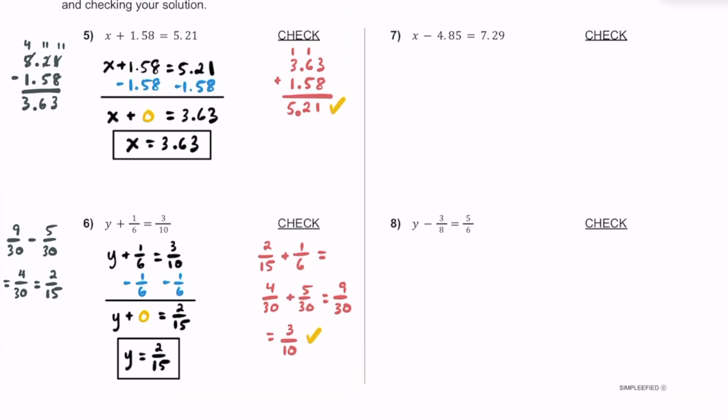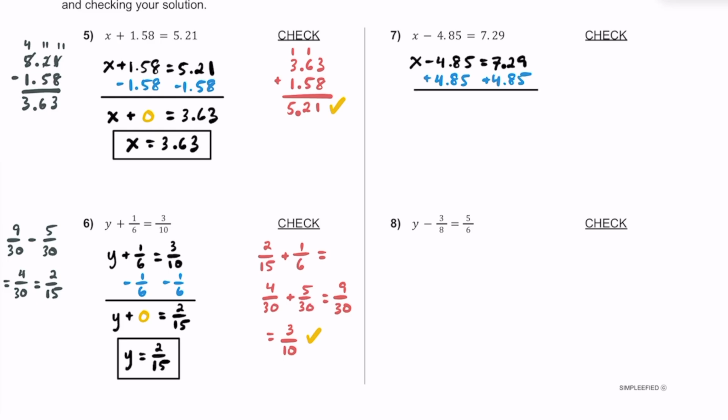For number 7, we have x minus 4 and 85 hundredths. And that's going to be equal to 7 and 29 hundredths. So let's go ahead and see what we're going to do here. It looks like the operation here this time is subtraction. So what's the inverse operation? The inverse is going to be addition. So let's go ahead and add 4.85 to the left side. And if we do that on the left, we should do it to the right. Let's add 4.85 to the right side as well.